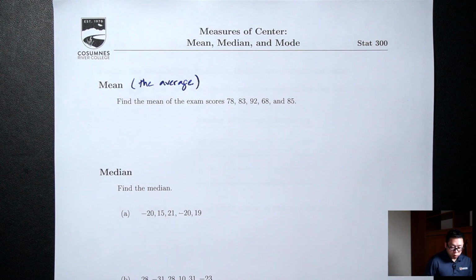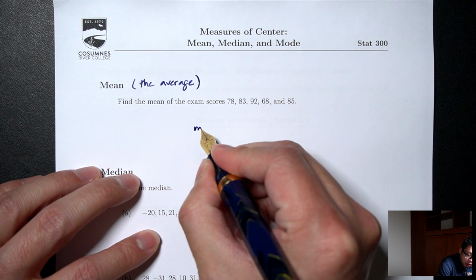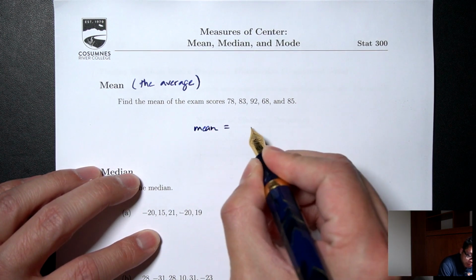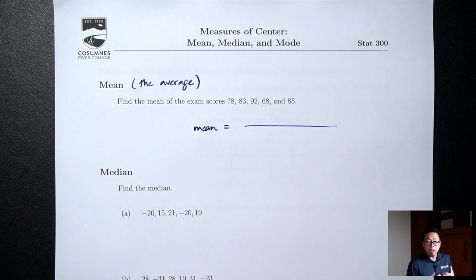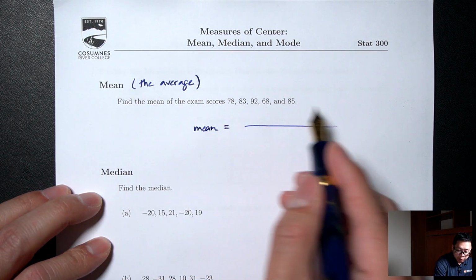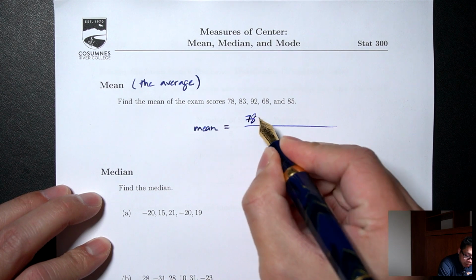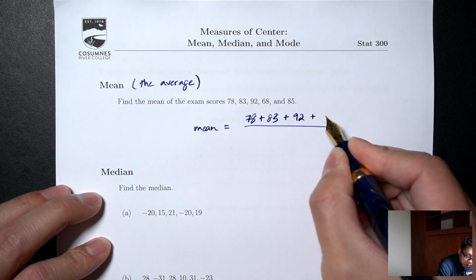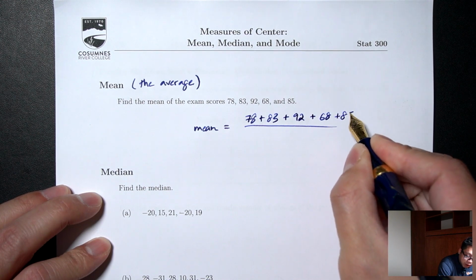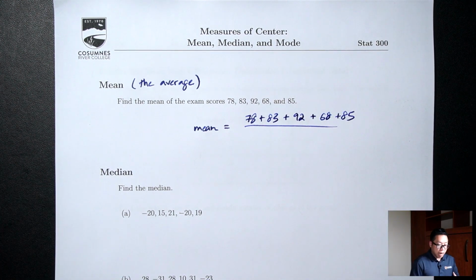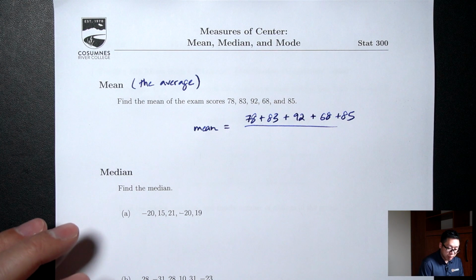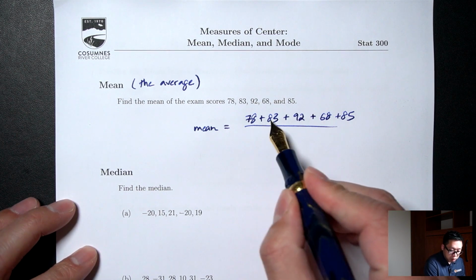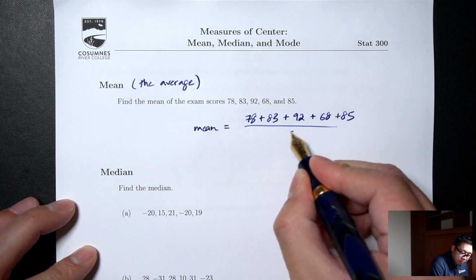To find the average, or the mean, what we do is we'll add up all the data values and then divide by however many data values we have. So first thing we'll do is we'll add up all the data values. So 78 plus 83 plus 92 plus 68 plus 85. And then divided by however many data values we have. So how many data values do we have? 1, 2, 3, 4, 5.